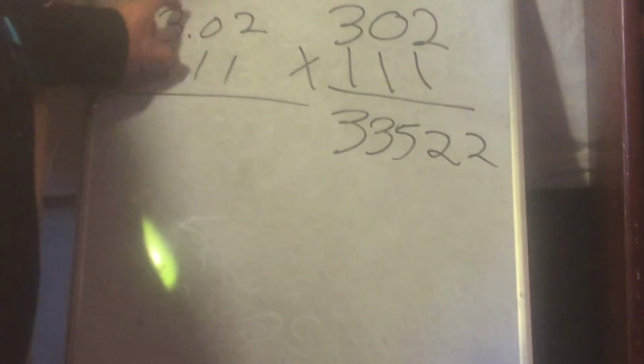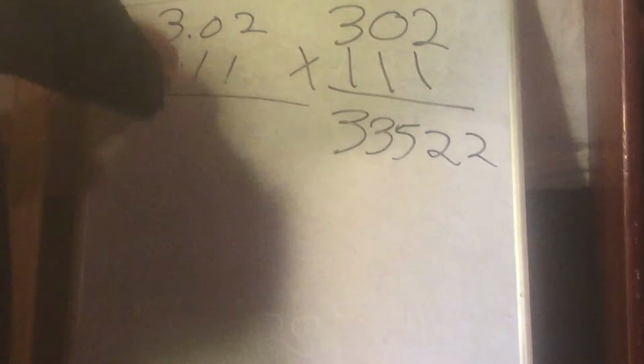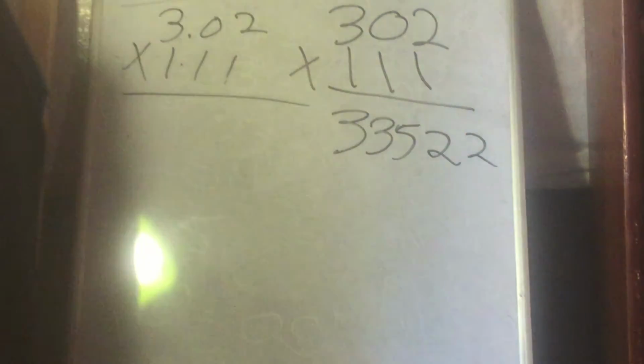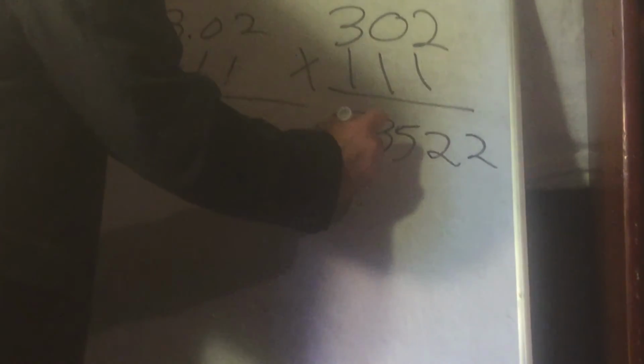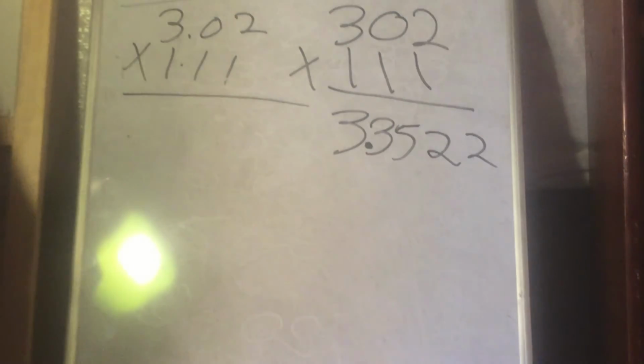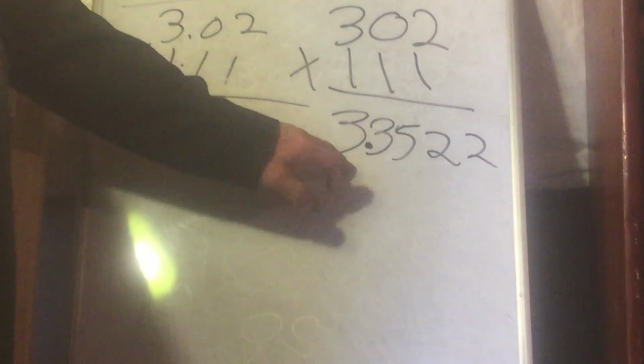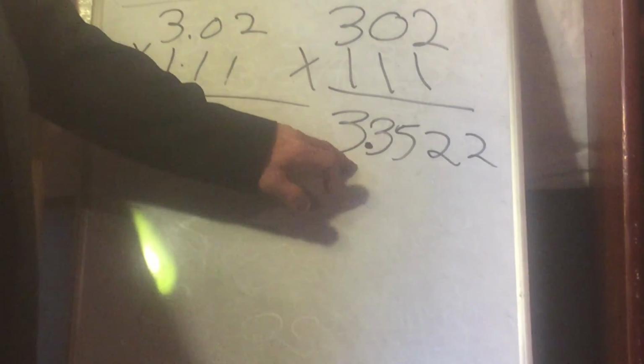You have to add how many locations in both numbers, and then we start from here. 1, 2, 3, 4, and this is your answer here. And we put the decimal point right here. So the answer is 3.3522.